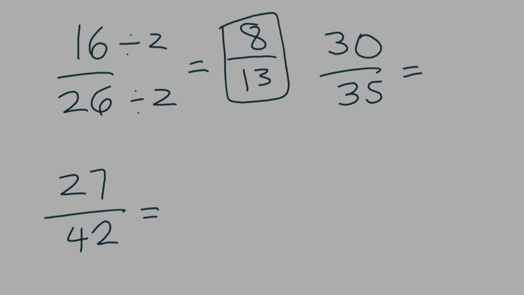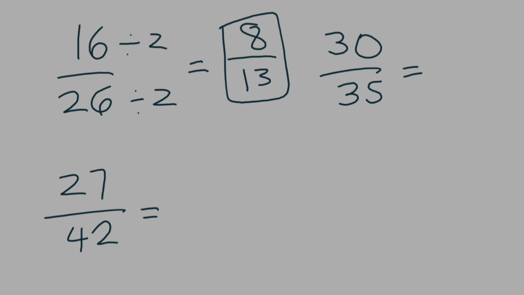Let's work on the next problem, 30 divided by 35. Can I divide 30 and 35 both by 2? No. 35 is not divisible by 2. Can I divide 30 and 35 by 3? Well, 35 is not divisible by 3. Let's think of 5. Can I divide 30 and 35 by 5?